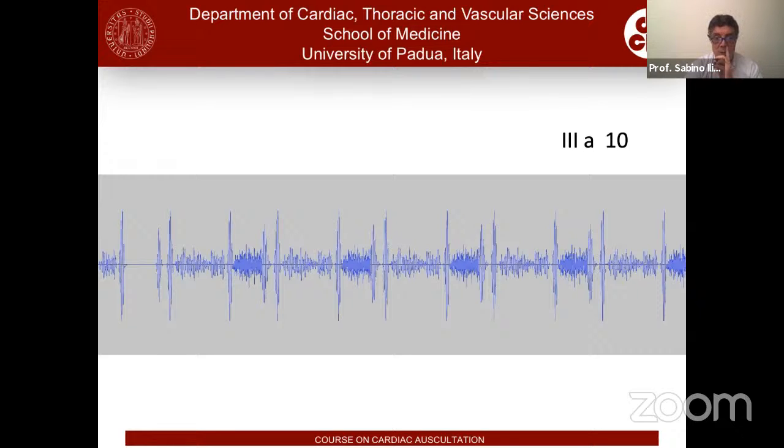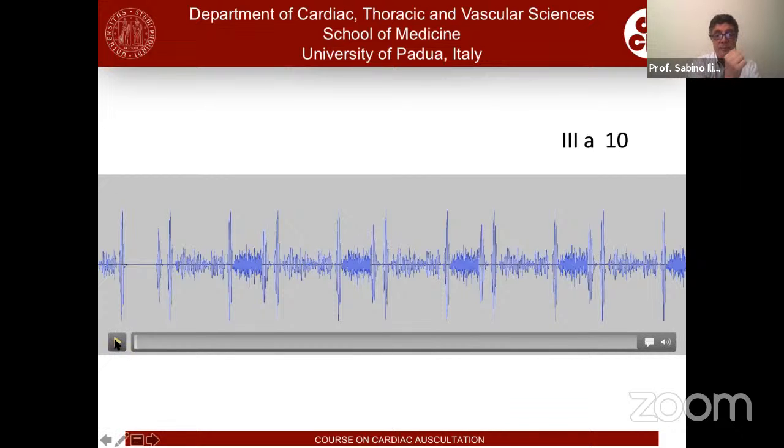So I shall show you this a couple of times watching, and then a couple of times without watching the tracing. This is a complex recording, but this is real life, what you will find in a patient with rheumatic valve disorder affecting the mitral valve. So let's start.